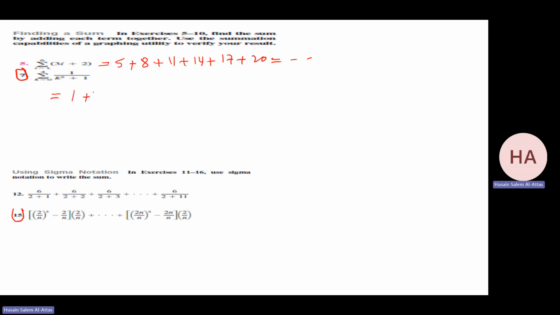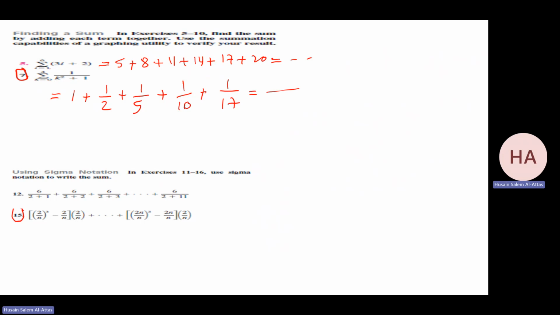1 plus 1 over 2. k equal 1. k equal 2, it will be 1 over 5. k equal 3, it will be 1 over 10, 3 squared plus 1. k equal 4, it will be 1 over 17. Then you can do the calculation.